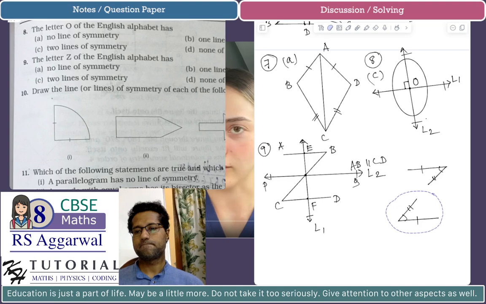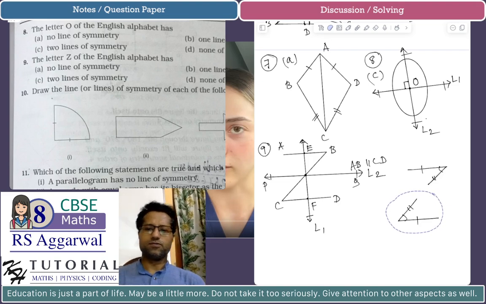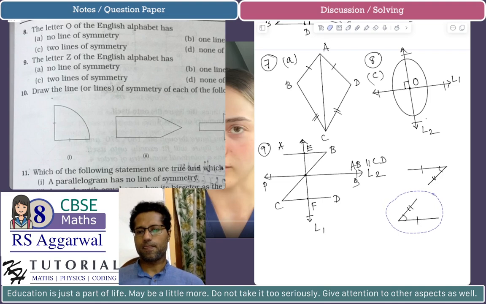Now these two figures are not closed. Even though it has two sides equal and its included angle is also equal, it looks like they are congruent. So the line L2 to me looks like it is a line of symmetry for the letter Z. The line L2 is parallel to AB and CD, and it is bisecting the segment BC.